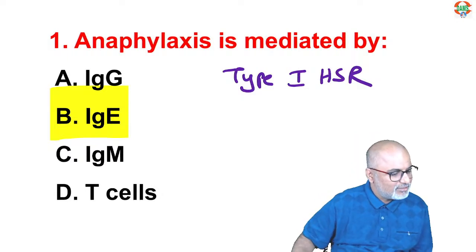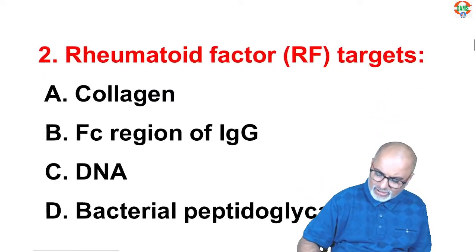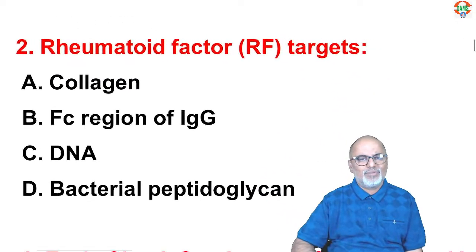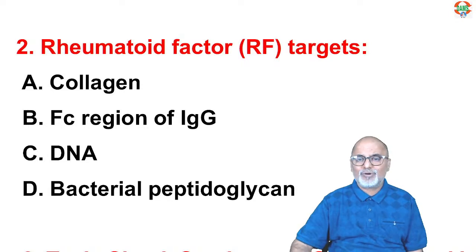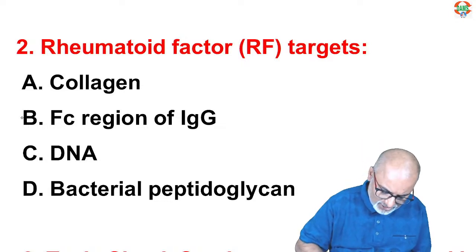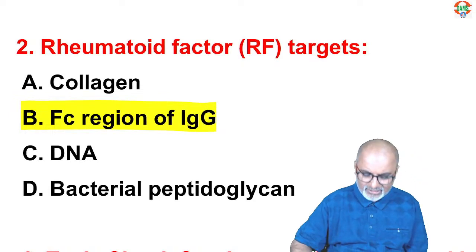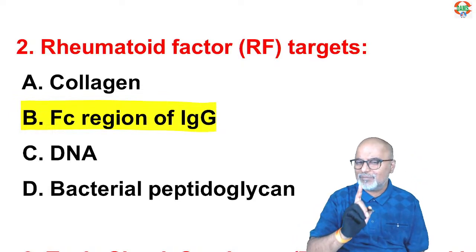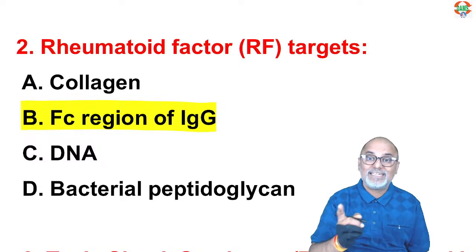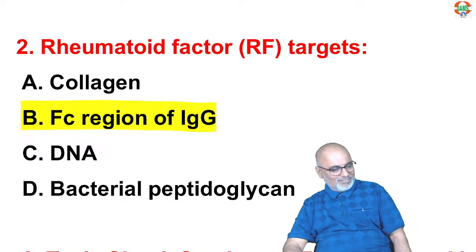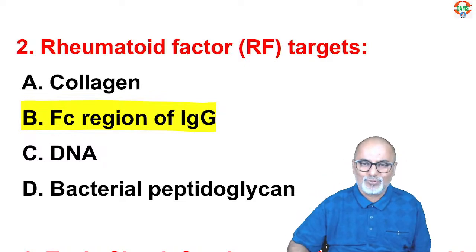Nikesh. Next is rheumatoid factor targets. Rheumatoid arthritis is an autoimmune disorder, with antibody produced against our own antibody. IgM is produced against our own IgG. It usually targets the Fc portion of IgG. That means we are getting some questions from immunology, especially hypersensitivity reactions, autoimmunity, antibodies. These are all past questions, 2024 questions.